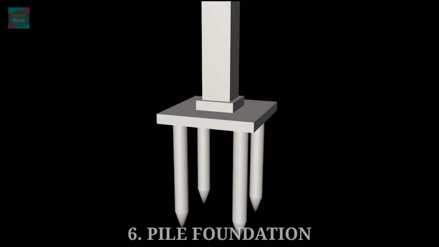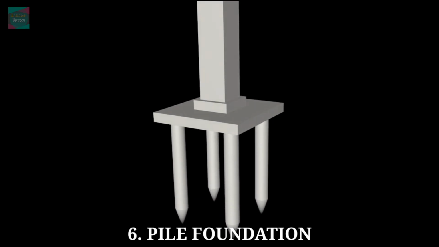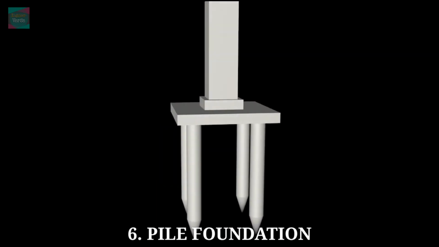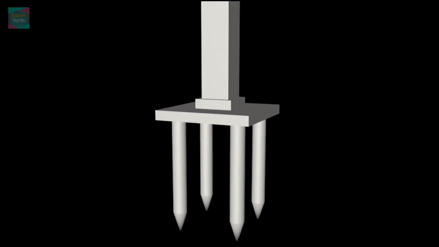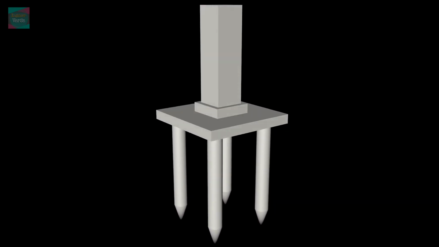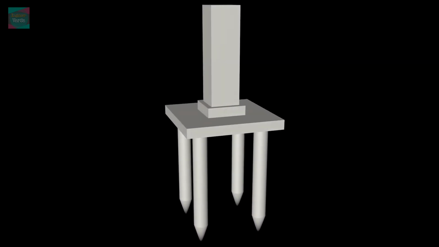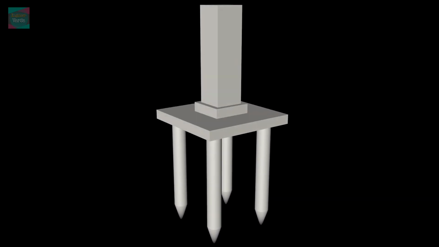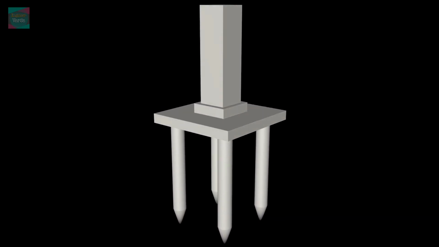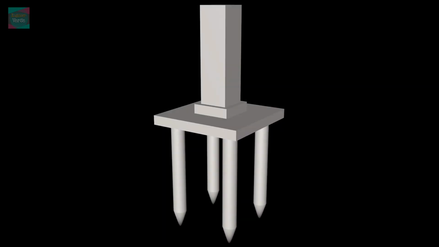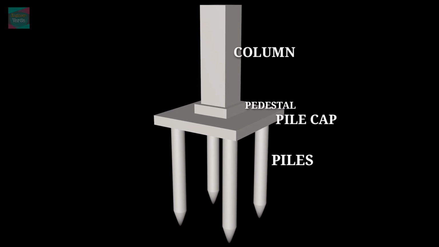Next is the pile foundation. Piles are smaller diameter columns which are driven or cast into the ground by the suitable means. These piles support the structure by the skin friction. First you have piles, then pile cap, then pedestal, and then the column.